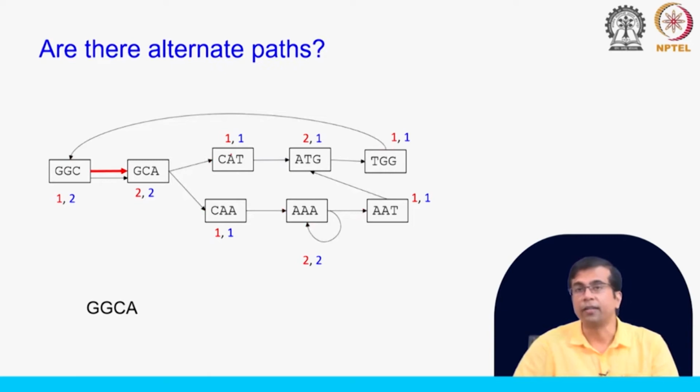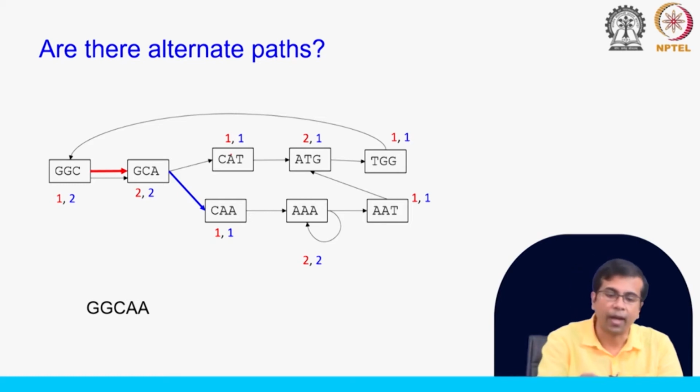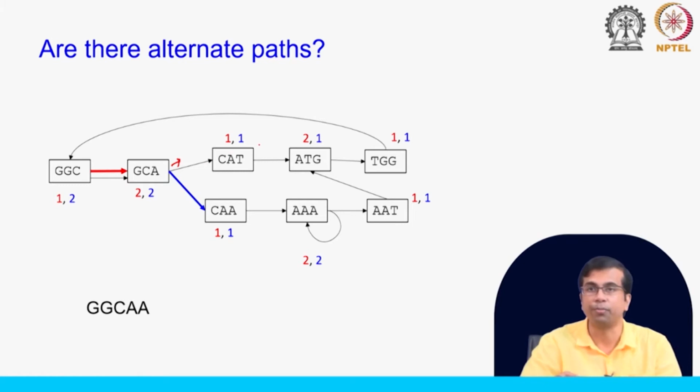Now, the question is, are there alternate paths in the graph? We start at the same point, with that red arrow. Is there any other path that is also Eulerian? Let's look at these options. Here you have these two options. Last time we took this branch, but now we also have this other branch.